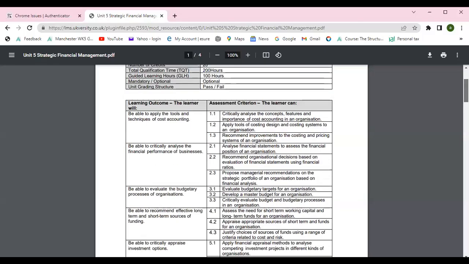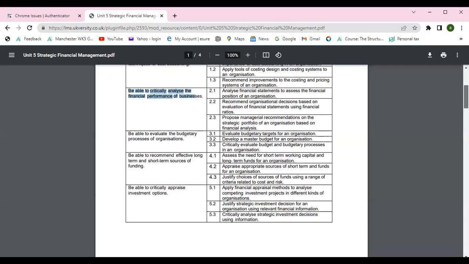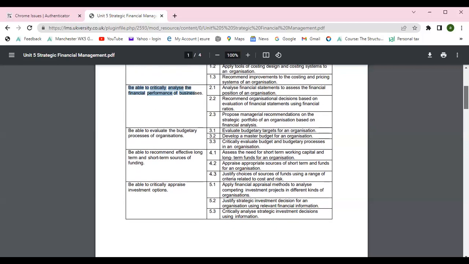Okay, so we've been given 5 learning outcomes. During our 5 lessons we learned all these learning outcomes. Be able to apply the tools and techniques. In cost accounting, we learned about ABC, activity-based costing, absorption costing, marginal costing, standard costing, process costing. And in the second lesson, we discussed ratios, ratio analysis. We discussed 4 categories of ratio: profitability, liquidity, use of resources, and gearing.